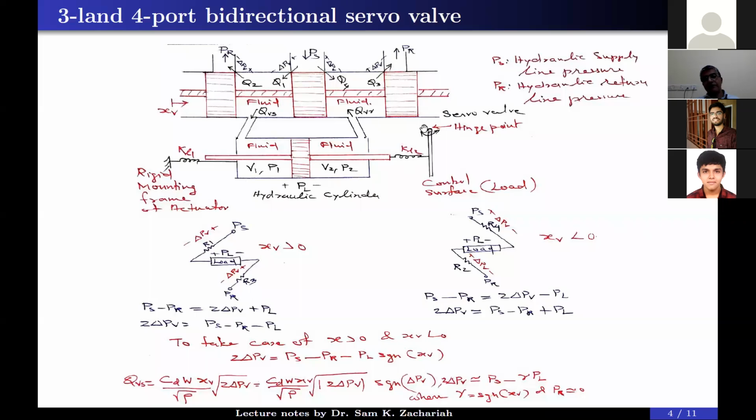And while this is happening, there is a drop across this, an equal drop across this, and there is a drop across the piston because the piston is not free to move. So PL multiplied by AP, that much force is equal to the force of reaction exerted by the load at this point. Hope you understood. Yes, sir. Okay.